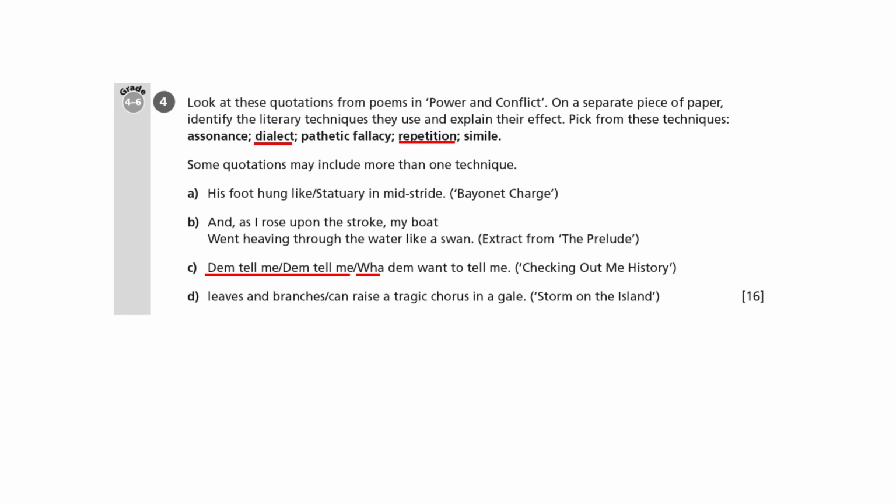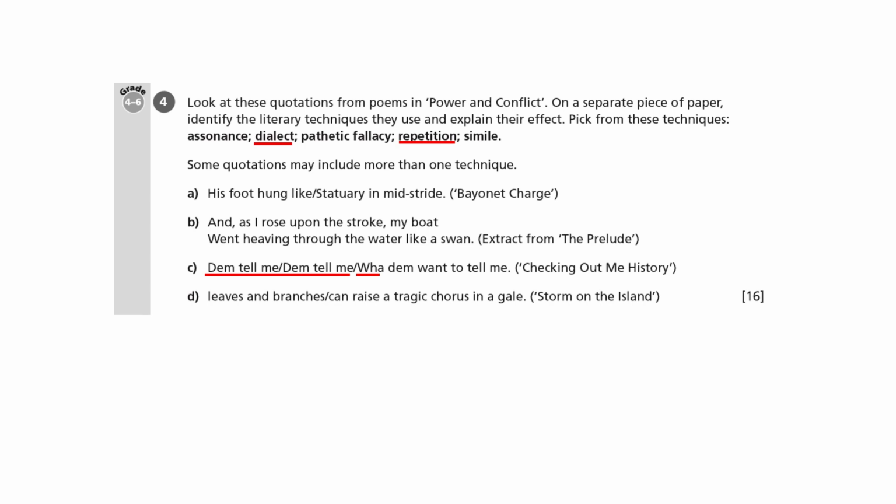They're dialect and repetition. And the dialect gives a sense of the character of the narrator, and the repetition gives emphasis, as if he's always being told something by them, or dem, as he puts it.